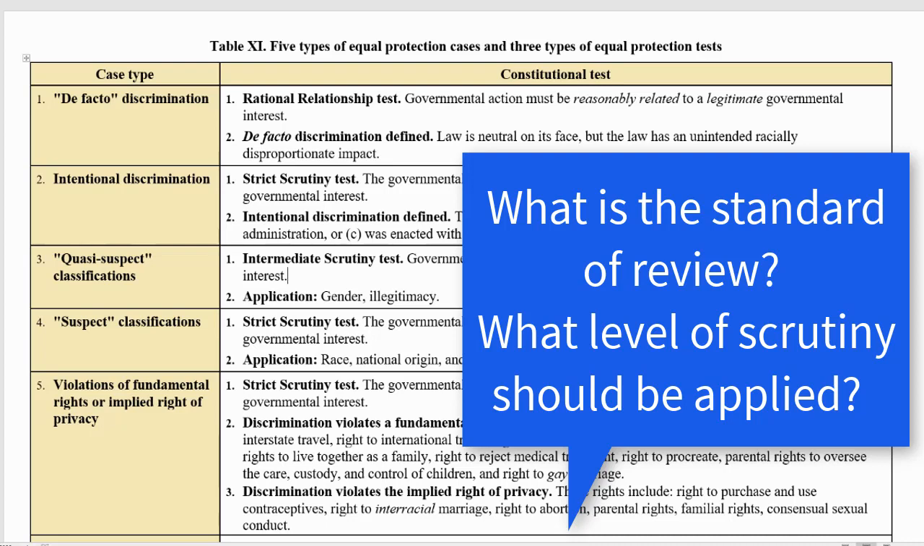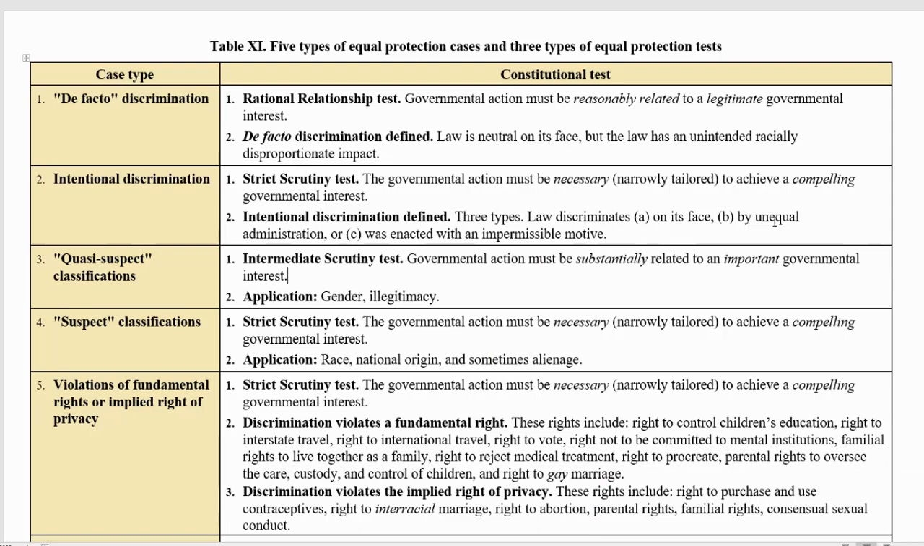So what standard are we going to apply? What level, in this case, of scrutiny? How much does the court care? And so the attorneys on both sides of the V are often arguing, the plaintiff is arguing for strict scrutiny, and the defendant, the government, is arguing for rational relationship, right? Very easy to win for the government, very hard for the plaintiff to win. Whereas the plaintiff is arguing for strict scrutiny, very hard for the government to win, very easy for the plaintiff who has been harmed to win, right?